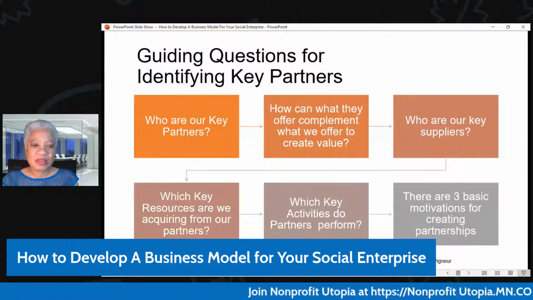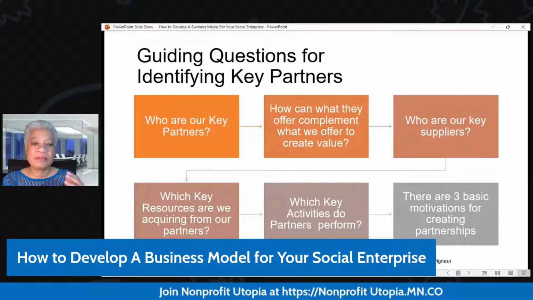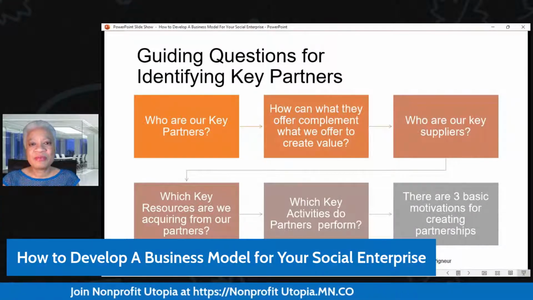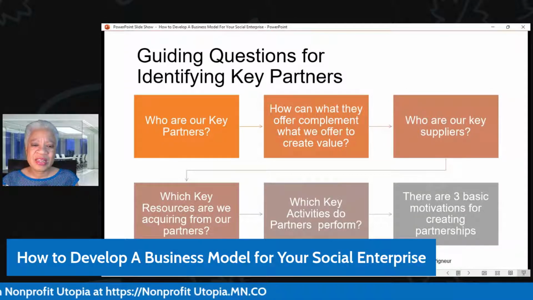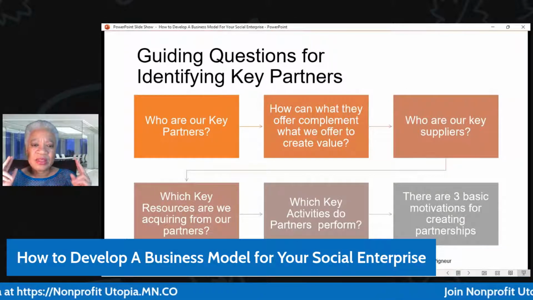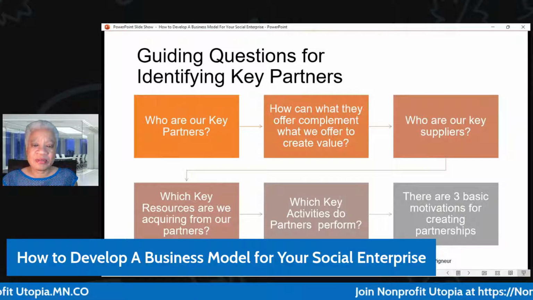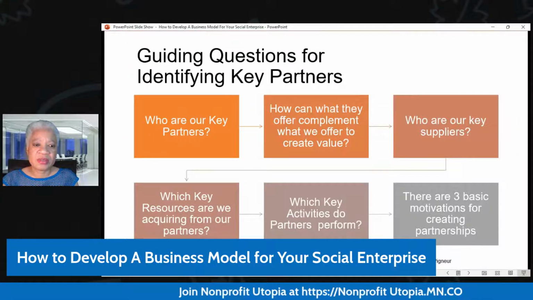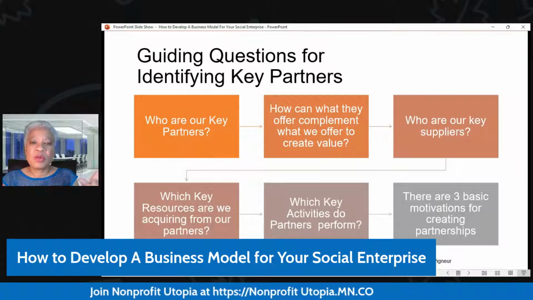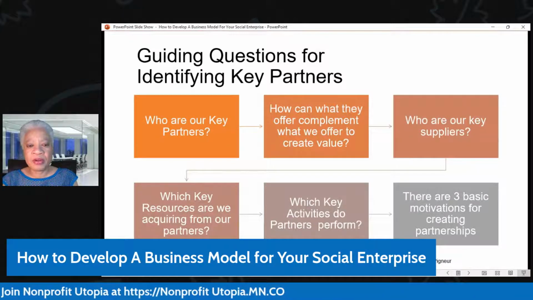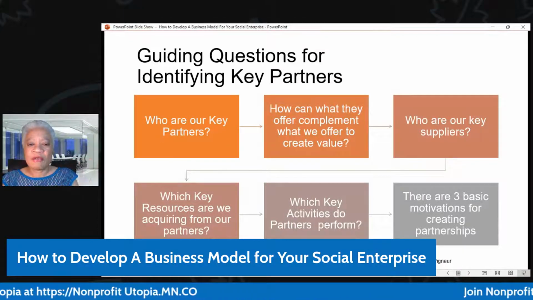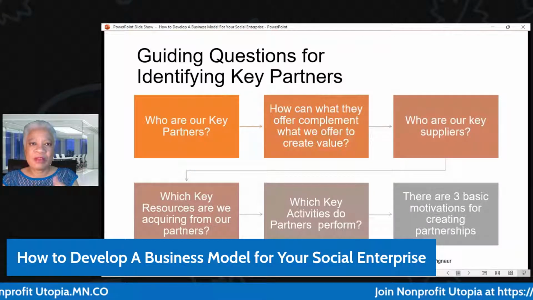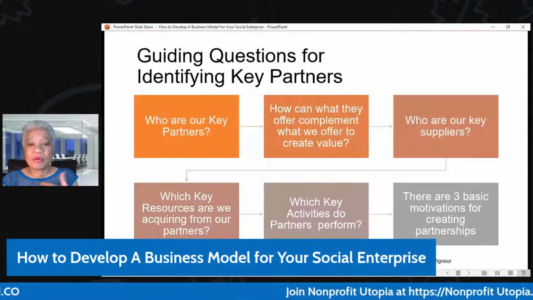So when we look at the questions for identifying key partners, obviously we want to know who are partners. And the first thing you really want to think about is, what is it that I'm trying to achieve? Do I need a partner in order to do this, right? And if so, who can help me do it? So who are our key partners? How can what they do complement what we do?